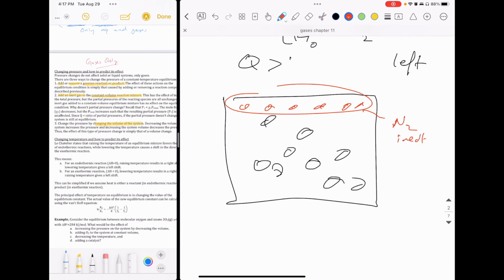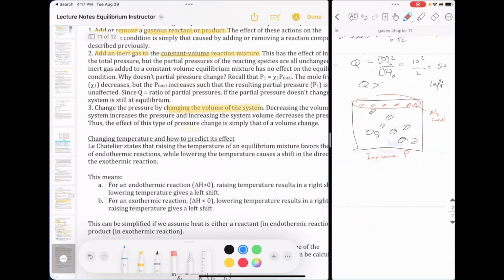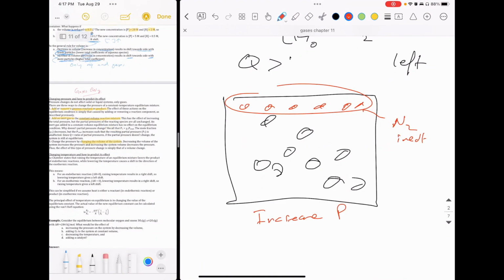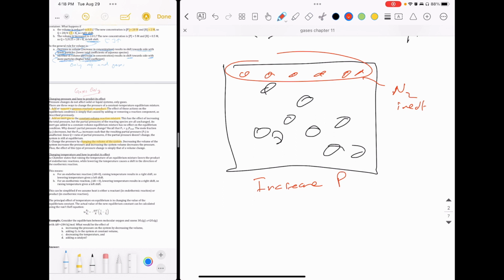So by having that nitrogen gas in the container, it's going to increase total pressure, right? But this turns out not to affect the equilibrium in the reaction, because the nitrogen itself is not reacting with any of the particles. And this change in pressure comes from the increase in the nitrogen particles, not from the change in volume. So effectively, we don't have any change in reactant or product concentration, and we don't have a change in volume.